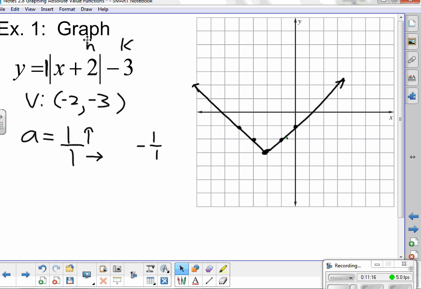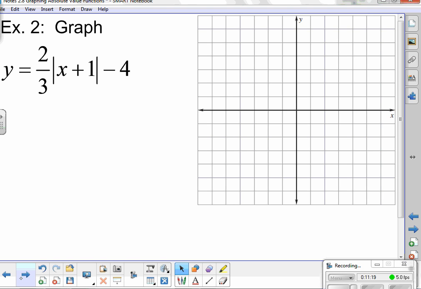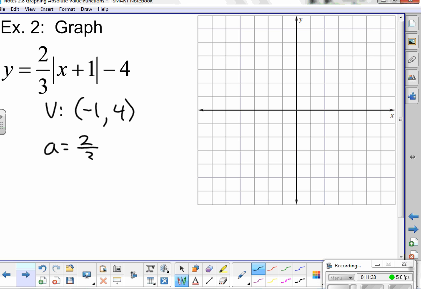Plus before how we said that there's domain restrictions on this thing. So let's try this one. So vertex is -1, +4. A is 2 over 3. So we're going to start at -1, 1, 2, 3, 4. Then we're going to go right to, wait, is that right? Whoops. That's a -4. Silly Mr. Aguirre. -1, 1, 2, 3, 4. Down here. Okay. There you go.